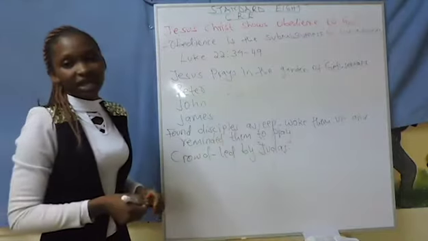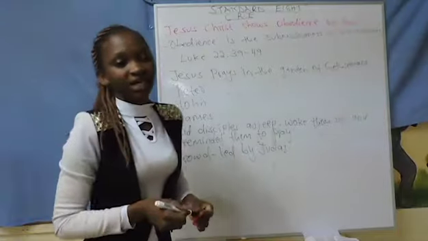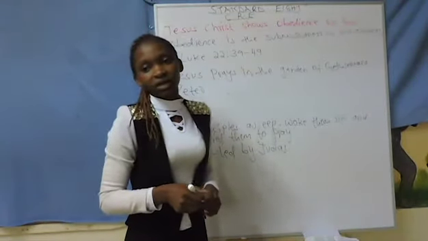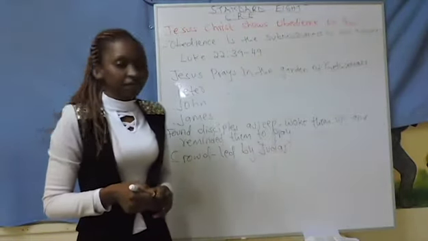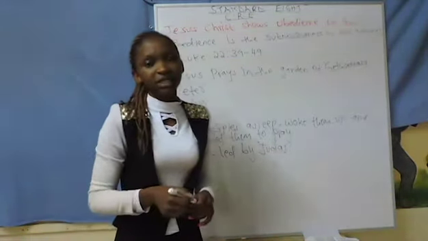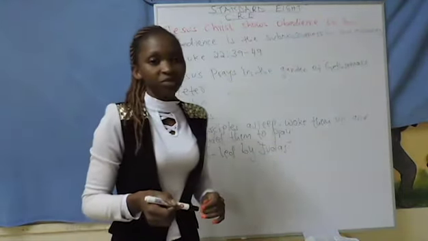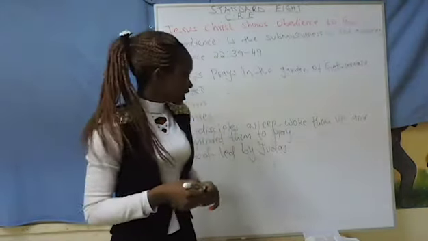And class, after the arrest, where was Jesus taken? Very good. He was taken to the high priest. And what was the name of the high priest? Very good. The name of the high priest was Caiaphas. And Caiaphas lived in Anna's house. And when he was taken to the high priest, what kind of accusations did he receive? Very good. They were religious accusations.